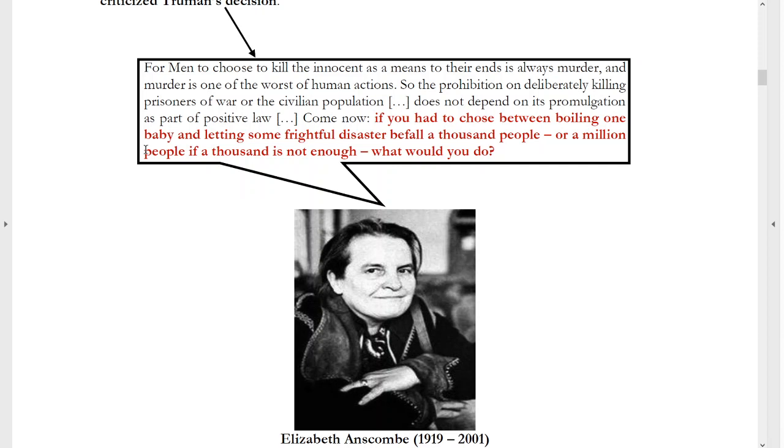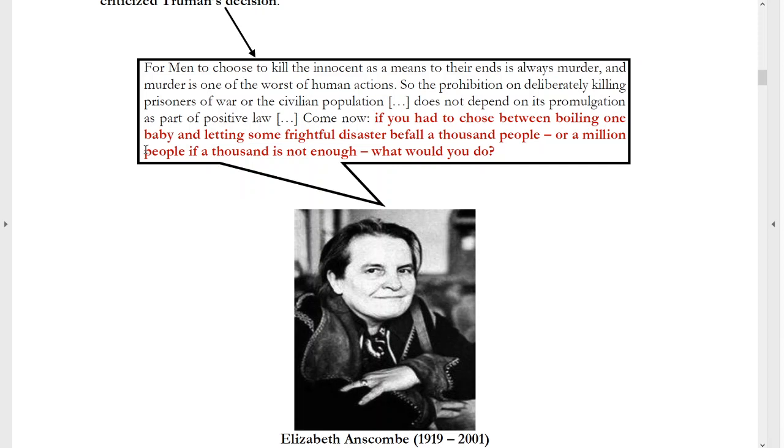The consequentialist would respond and say, look, if that was the situation I was in, if I was forced to choose between killing one innocent child and letting 1,000 or 1,000,000 people die, the right thing to do would be to kill the innocent child, whether I could bring myself to do it or not. And if I did, it would of course be with great regret and great sorrow. But what Anscombe says is, no, this just shows that consequentialism isn't correct. Consequences do matter. Consequences are important for morality, but they're not the only thing that matters.